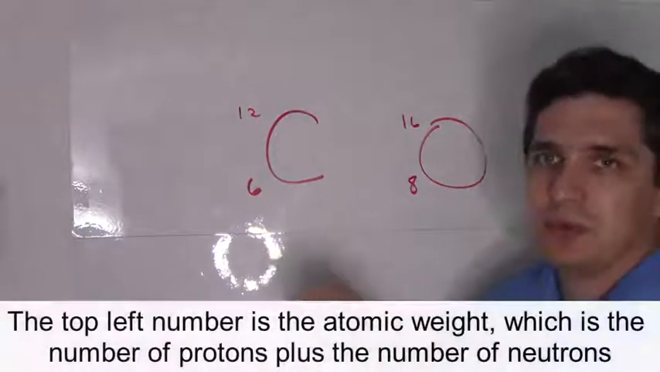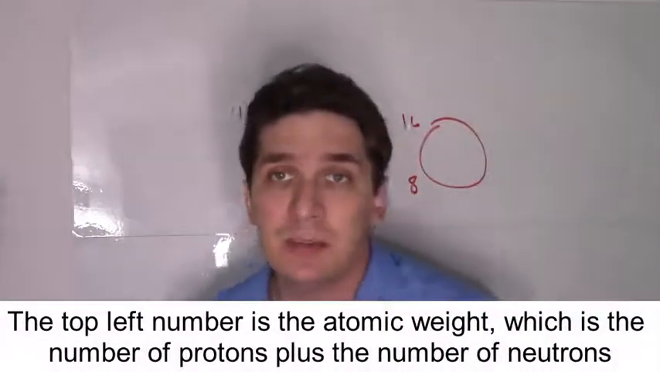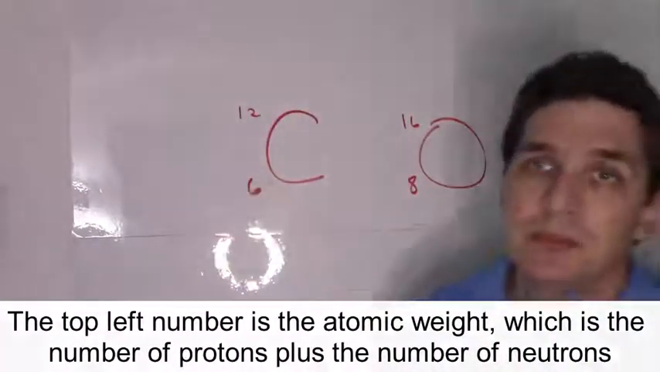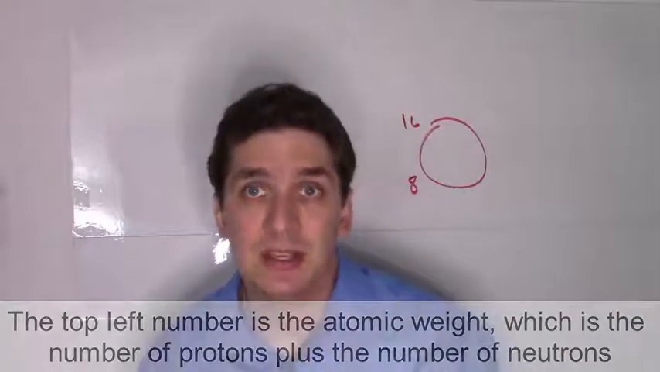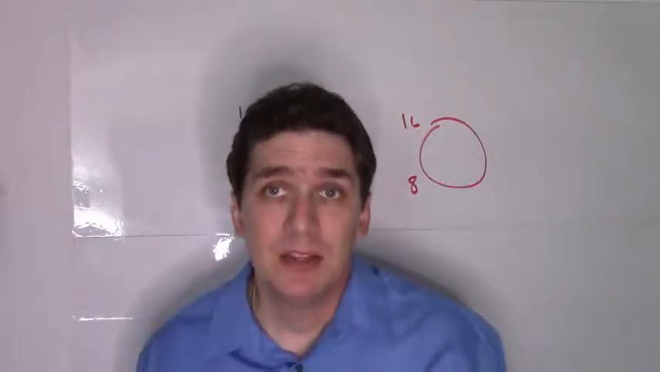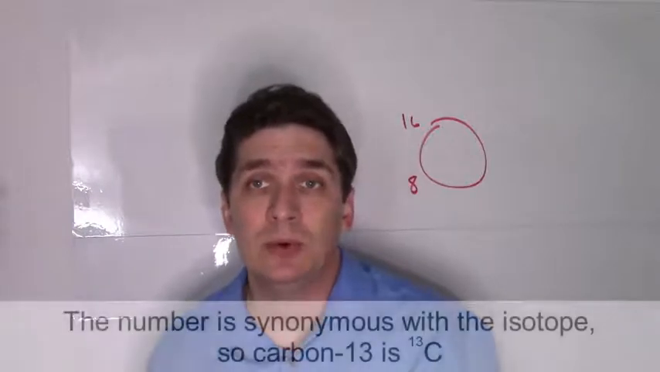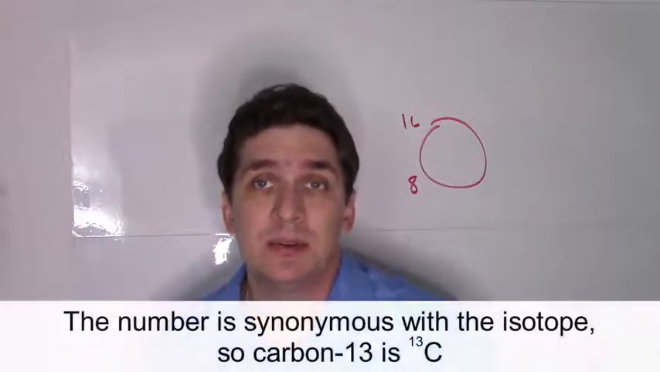And you'll see these numbers written as integers because they are. What this number represents is the sum of the protons plus the sum of the neutrons. It is not the number of neutrons. And this is the isotopic weight. So we write the isotopic weight assuming that it is just literally the sum of protons and neutrons.